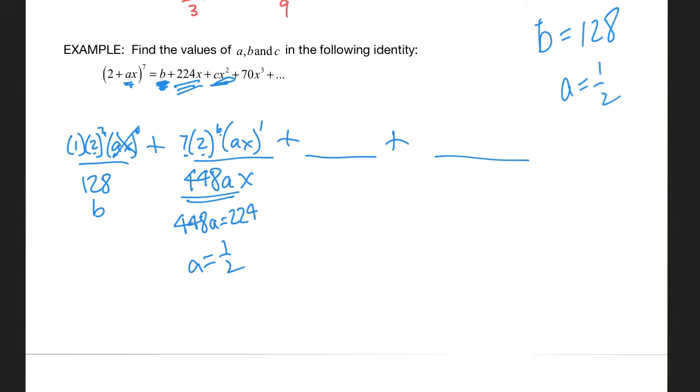Okay, and now that I know that a is 1/2, when I go to expand into this next blank, let's see what happens. Let's see, 7 times 6 divided by 2, I believe this is 21, 2 to the 5th. And then this is going to be 1/2, because I just figured out what a is, x squared. Okay, so simplifying this, let's see. 21 times 32 divided by 4 is 168, x squared, which makes C equal 168.